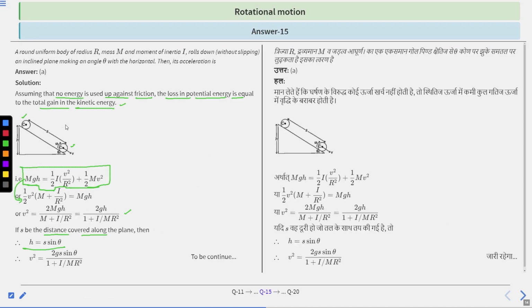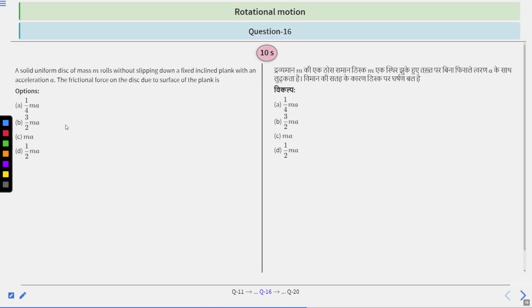Next question, question 16. A solid uniform disk of mass m rolls without slipping down a fixed inclined plane with an acceleration a. The frictional force on the disk due to the surface of the plane is what? Given options: option A is 1 by 4 ma, option B 3 by 2 ma, option C ma, and option D 1 by 2 ma. So which option is correct? You have 10 seconds to solve this question. After 10 seconds, we will provide the solution.